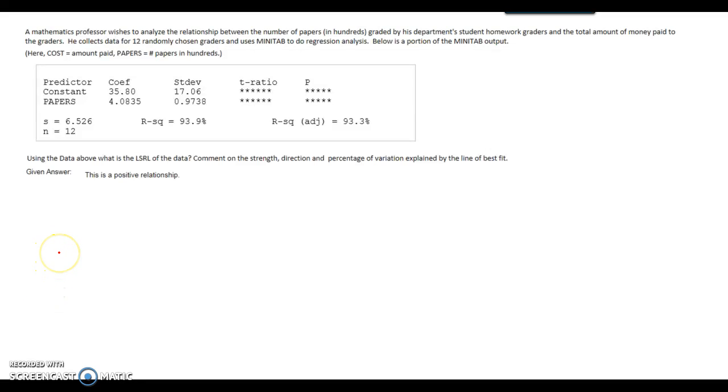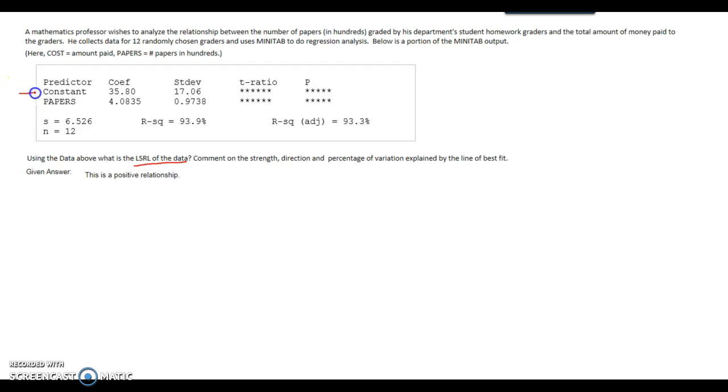All right, hey Annabelle, I was just going to take a couple minutes to go over this. I was looking over your quiz, and I just wanted to make sure you had gone over the PowerPoint for this section. Make sure you take a look at that, and also at the chats, just to make sure you know what everything is, because this section has a lot of Minitab on it, and the more practice you get with it, the easier it gets. All right, so it says using the data above, what's the least squares regression line of the data?